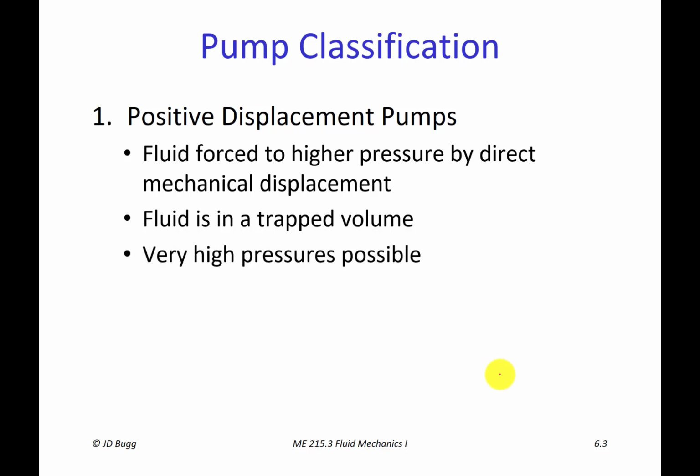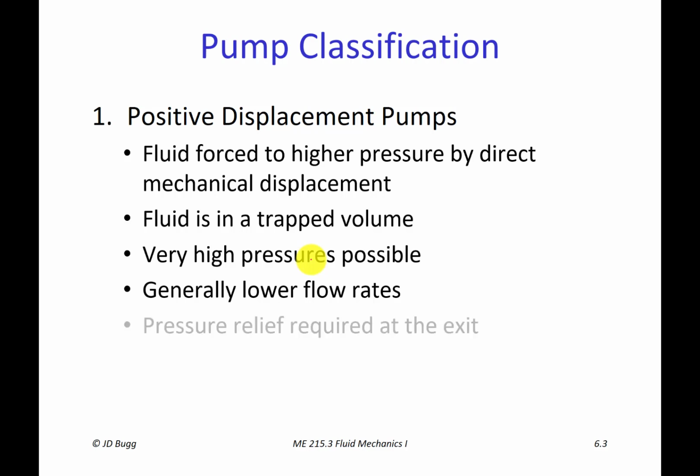Another characteristic of positive displacement pumps is that very high pressures are possible, but along with that, generally they have quite low flow rates. So we'll see as we look at different types of pumps that these two characteristics, the pressure they can achieve and the flow rate that they can achieve, generally go hand in hand in that as one goes up, the other goes down. So a pump that is good at providing very, very high pressures typically only provides low flow rates, whereas a pump that can provide very high flow rates typically can only provide moderate or low pressure increases. And we'll see why that is when we get into it a little more here.